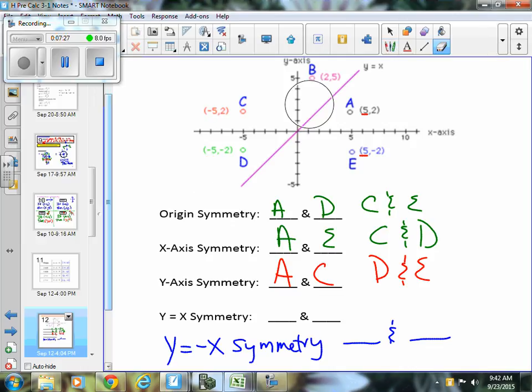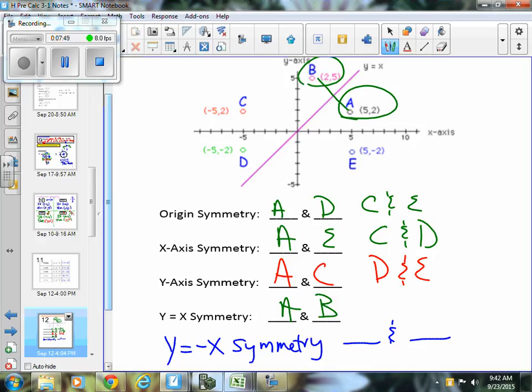I did put the line y equals x right on your graph for you. It's that pink line. So if you flip over that, what has to happen is that your x and y values switch. So (x, y) has to become (y, x). And if you look up here on your graph, you have the point (5, 2), and then you have the point (2, 5). That line L is the perpendicular bisector between those two points.